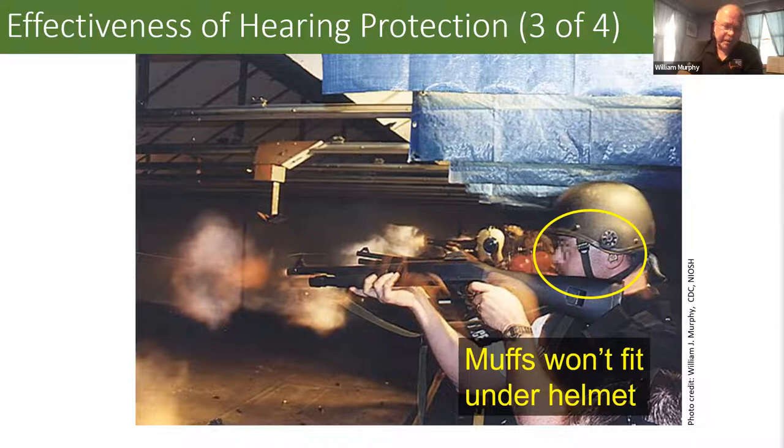And one of the recommendations is that you have people wear double protection. Particularly, it'd be nice to have some kind of an electronic earmuff so it amplifies sound when you need to hear somebody talking to you, but then also have a moderate hearing protector earplug in place under that muff. That way you're being protected all the time, but you also have that double protection. In this particular case, there's no way with that helmet that he'd be able to fit another earmuff underneath it.